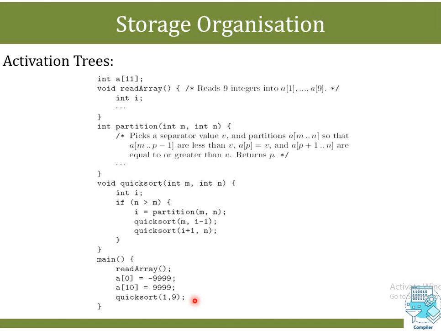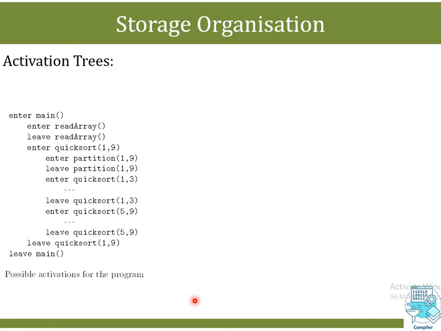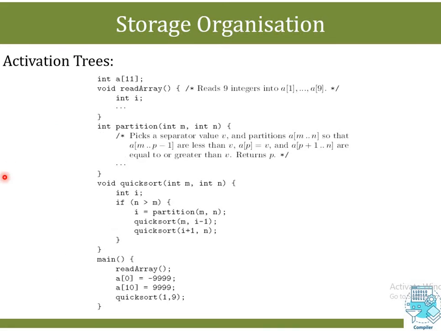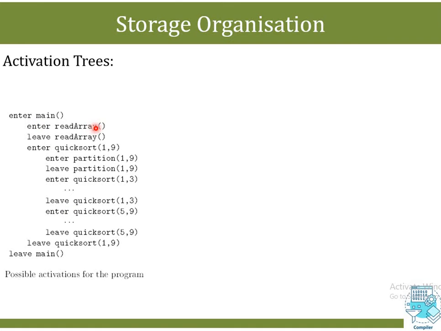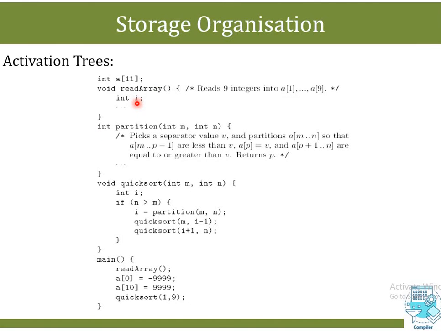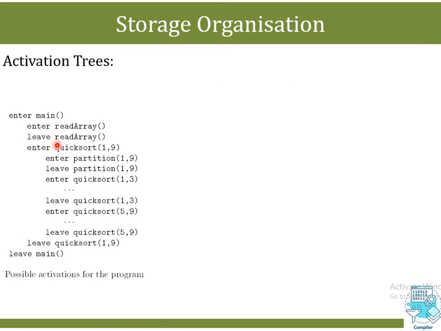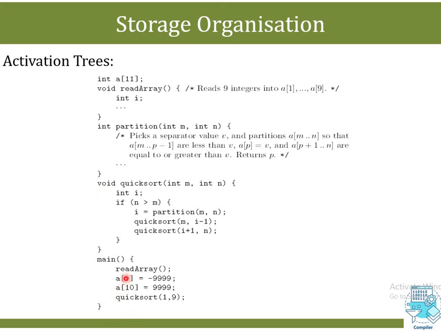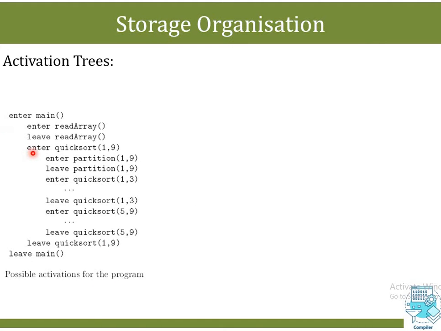Now let us see how the activation happens. In this program, first the control enters into the main function. From the main function, the control goes to the read array function. After executing the set of statements present in read array, the control leaves the read array function. Next it executes these two statements, and again it goes for another function called quick sort. So the control is entering quick sort.